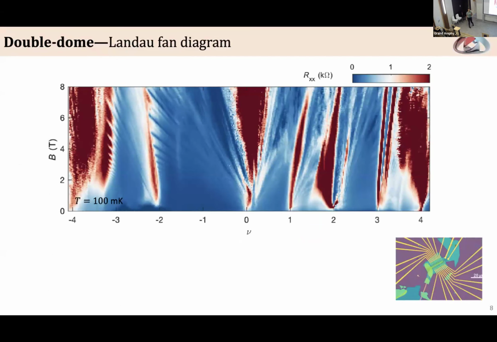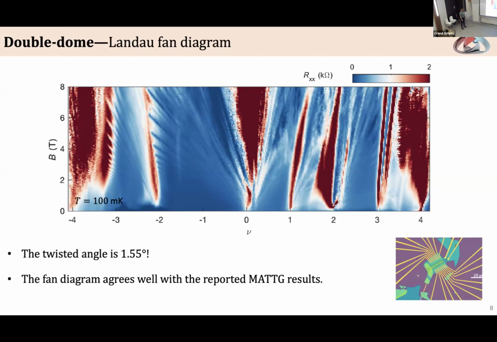It's just to show you the quality of the device. It's a very good quality device. And how do you know that? When you see your insulating state is really not very wide but very narrow in density. That means it's a very good quality sample. Anyway, so this agrees well with the previous data.